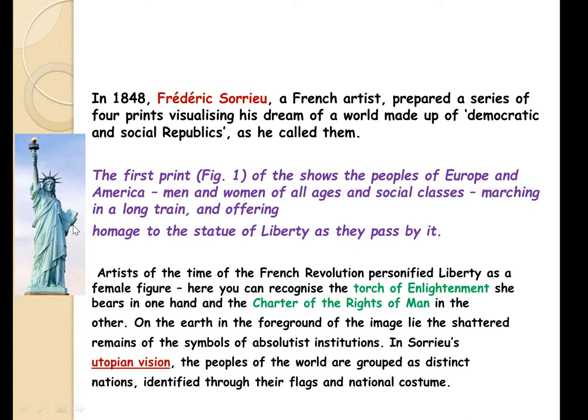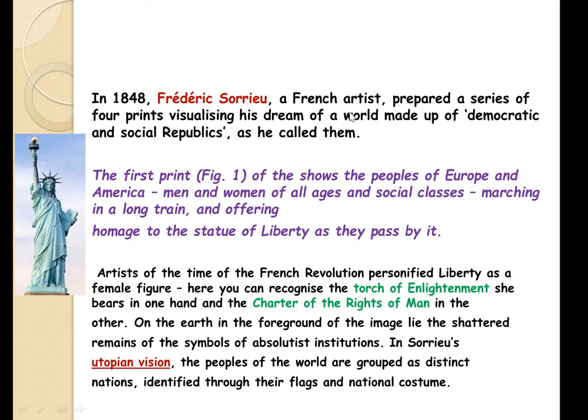On the earth, in the foreground of the image, lie the shattered remains of the symbols of absolutist institutions, which means there were a lot of institutions and ideology which were very strict and which just wanted to suppress and repress the people. So, in the picture we can see a lot of shattered remains of symbols and many things from the absolutist institutions, strictest monarchs, strictest government as you call it now. All that is shattered. Why do you think it is shattered? Because it is not going to work out.